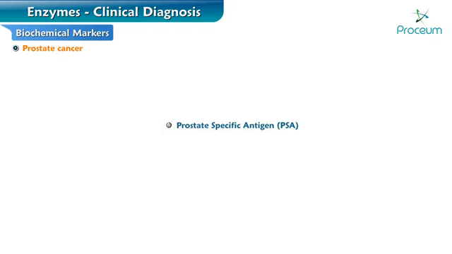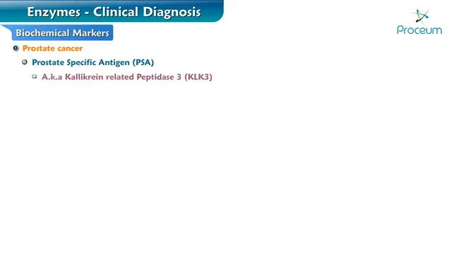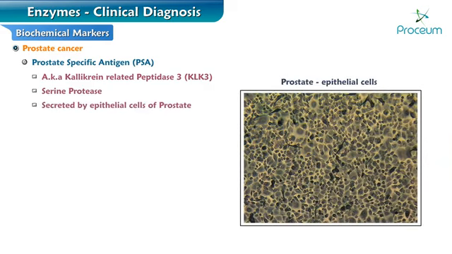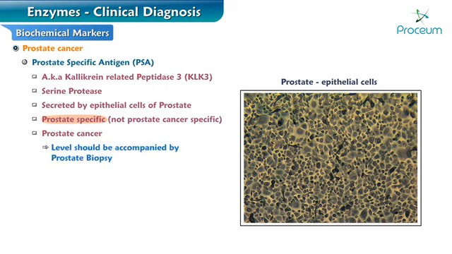Let's talk about prostate-specific antigen a little more. It is also known as kallikrein-related peptidase 3, or KLK3. It is a serine protease, and it is secreted by epithelial cells of the prostate. This is prostate-specific, but not prostate cancer-specific. So PSA level estimation should be accompanied by prostate biopsy. A commonly used cut point for prostate cancer is a PSA level greater than 4 nanograms per milliliter.